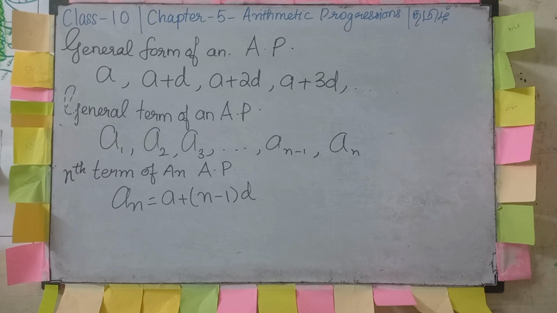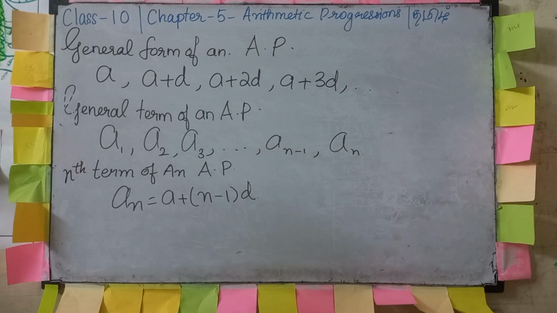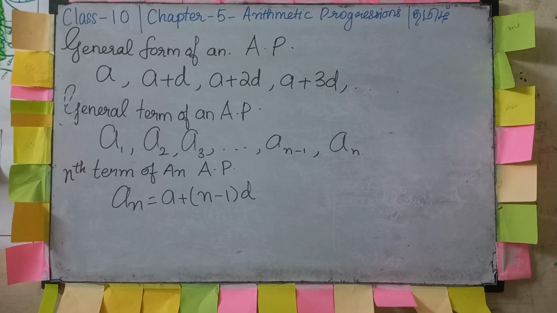Today we are going to see chapter 5, Arithmetic Progressions. Class 10's chapter 5, Arithmetic Progression, is quite interesting to learn. Yes, we are going to see the introduction of 5.1, exercise 5.1. There is the general form of AP. So the first topic is the general form of AP.